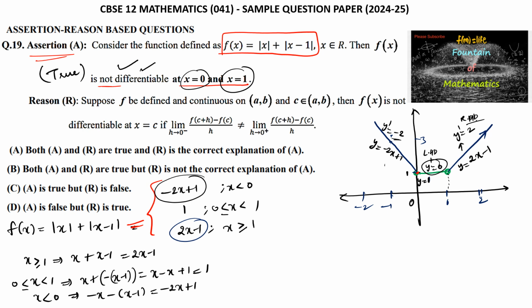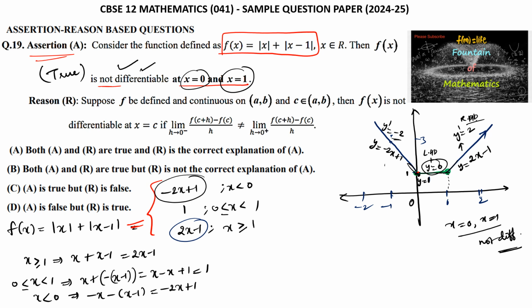And we can also mention that these are the two corner points. We are getting a corner point, a sharp edge. At these two edges, there is no differentiability. So at x is equal to 0 and x is equal to 1, not differentiable.